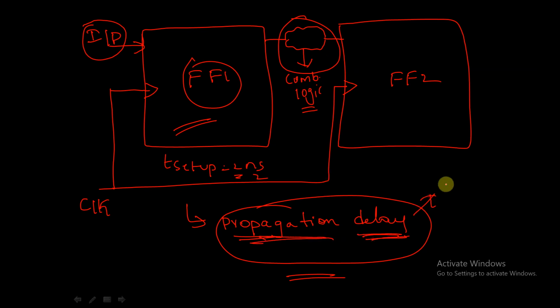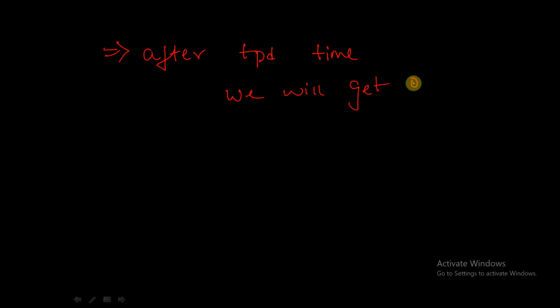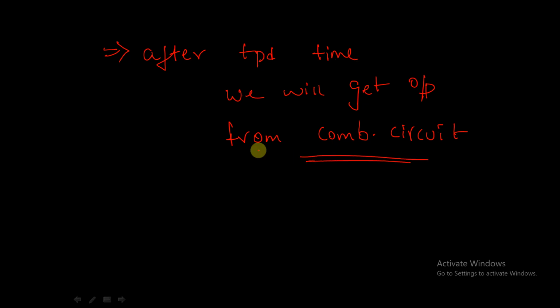So I will mention this with the time period TPD. Okay, so after TPD time units, we will get the output from the combinational circuit. Output from the combinational circuit, right? So let's say this TPD is around 2 nanoseconds, right?